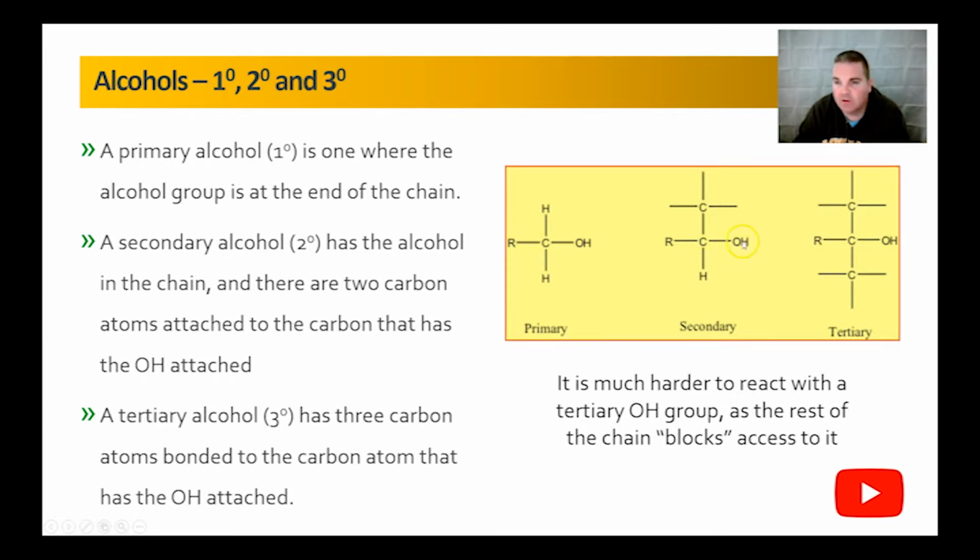A secondary alcohol, you can see here, has two carbons attached to that carbon that the OH is on. A tertiary alcohol has 1, 2, 3 carbons attached to it. You see there's no hydrogens on that carbon. And that's really important when we get to reactivities. It's said here it's much harder to react with the tertiary alcohol group as the rest of the chain blocks it. So all of these bits around it stop you from getting into the middle.